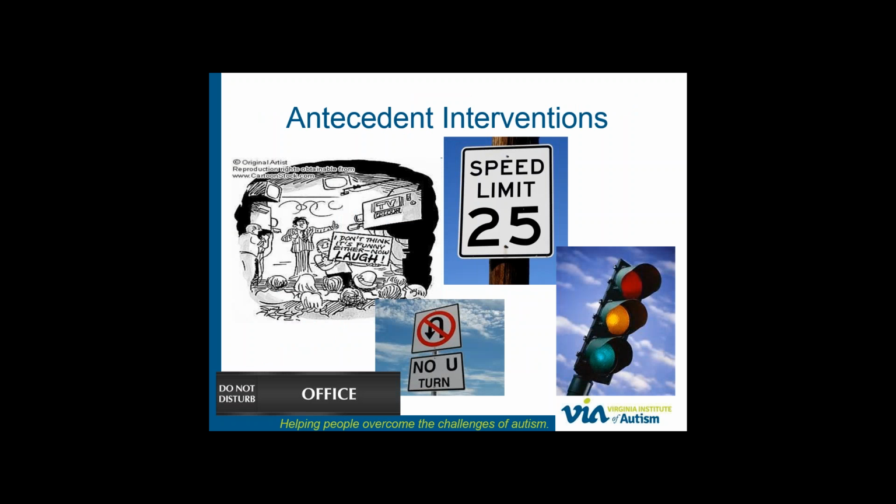Okay, so let's talk about interventions. Specific interventions for different things. This is kind of the fun part. So antecedent interventions, like I said, are what happens before, and they're useful for a number of reasons. They can help you set up a situation so that your child is less likely to engage in the problem behavior.